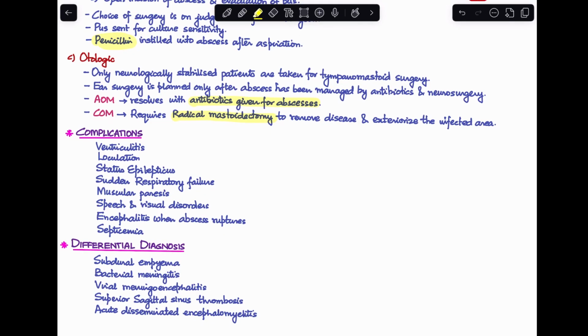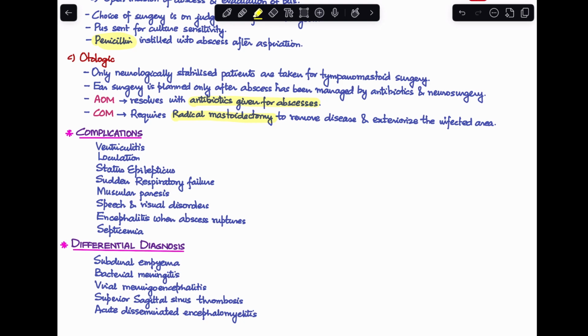Last of all, let's discuss complications and differential diagnosis of the disease. Complications can be ventriculitis when the abscess ruptures into the ventricles, loculation, status epilepticus, sudden respiratory failure, muscular paresis, speech and visual disorders, encephalitis when the abscess ruptures, and septicemia.